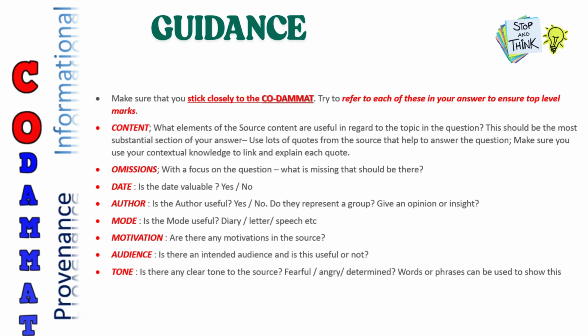So CO-DAMMAT is key. Content is the vital first element. You have to look at all the key parts of that source, try to get as many quotes as possible, and work out how useful it is in regards to the question being asked. This should be the most substantial section of your answer. Use lots of quotes from the source and make sure that you use your contextual knowledge to back it up. We'll try to show you that in the example here.